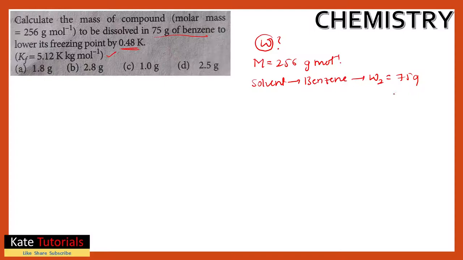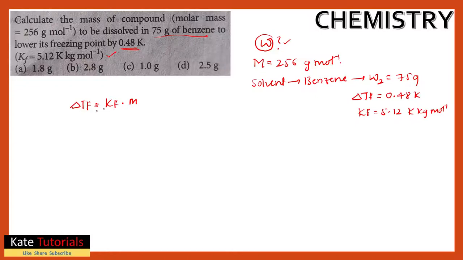And it lowers the freezing point. It means they have given delta TF, the change in freezing point. It lowers the freezing point by 0.48 Kelvin they have mentioned, and the Kf value they have given. Kf constant value is 5.12 Kelvin kg per mole. And we have to calculate this W. We know that delta TF is equal to Kf into molality, that is small m.